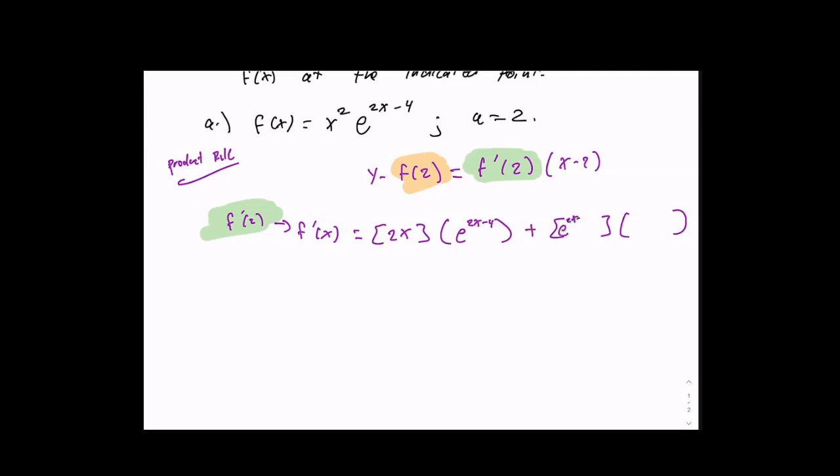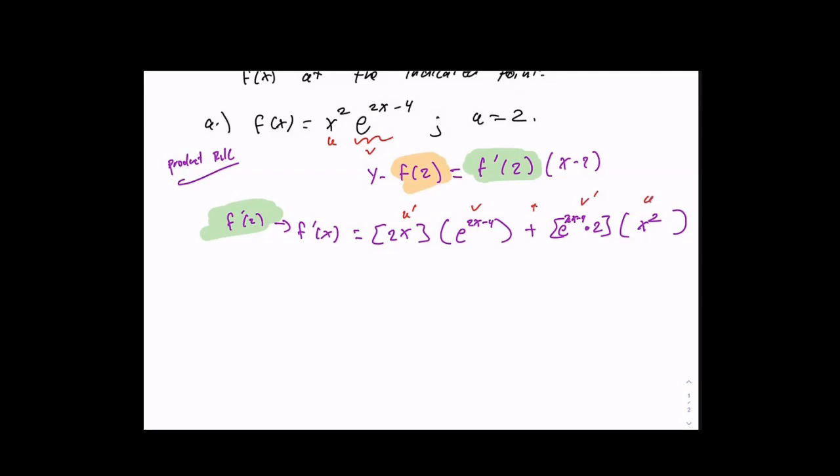e to the 2x minus 4 times 2 times 2, and then times all that times x squared. All right, good. So this is my u, this is my v, this is my u prime v plus v prime u. So we set it up. We got to practice it. We got to nail that, everybody.